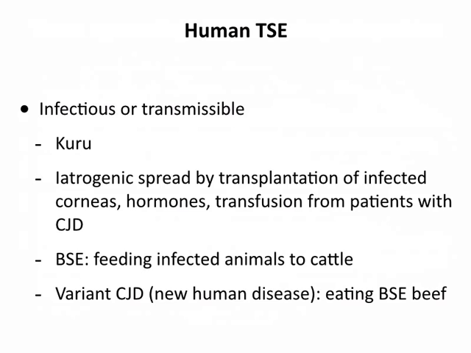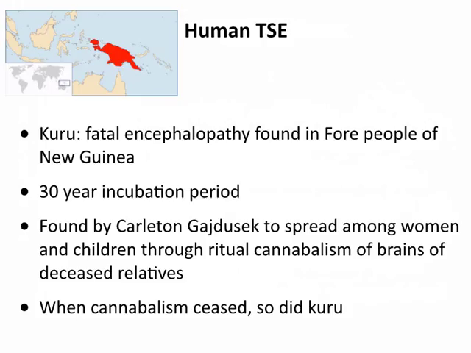So we'll start with kuru. This was the first human TSE recognized. So by this time we knew about scrapie, and there was a disease in the Fore people of New Guinea right here, which was basically a fatal encephalopathy, very much like the TSEs we've been talking about, with a 30-year incubation period. And a virologist, Carleton Gajdusek, went to study these individuals to see if he could figure out what was going on. And it looked like it was an infectious agent, looked like a TSE.